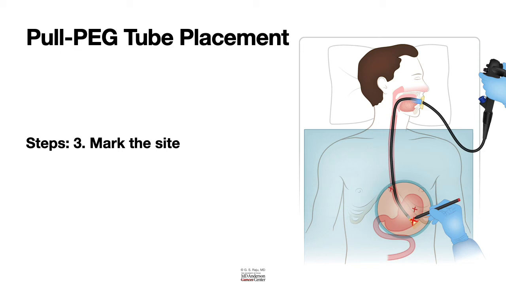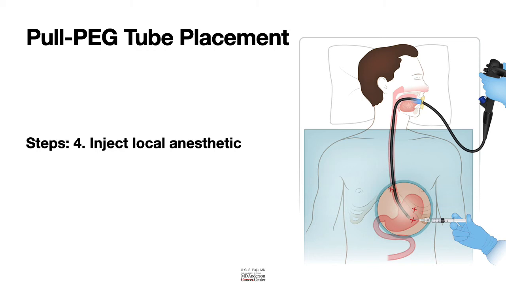And once you mark the site, the next step is trying to do the PEG tube placement. So you take the local anesthetic, at least 5 cc's, and inject the local anesthetic, anesthetizing the skin and the subcutaneous tissue and the tract. And then after that, you insert the needle into the stomach to see if you can find a direct track into the stomach.